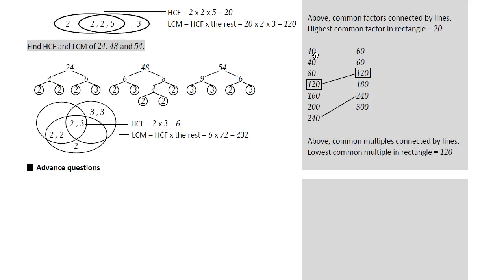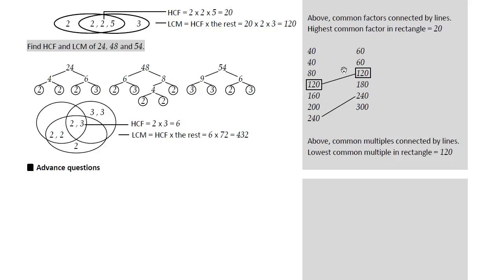So anyway, what are the multiples of 40? Well, 40, 80, 120, because basically the things that are in the 40 times table are the multiples of 40. Multiples comes from the word multiply. So what can you multiply 40 by to get other numbers? 40 times 1, 40 times 2, and so on. So these are the multiples of 40, these are the multiples of 60, and these are the common multiples.